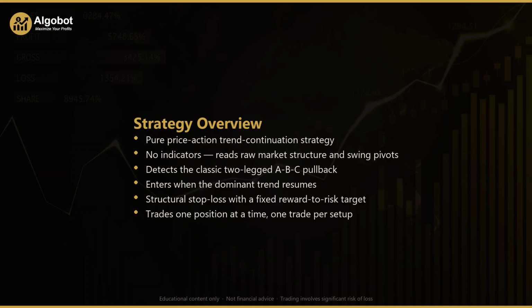Many traders enter on the very first pullback, but a single pullback often keeps going and turns into a full reversal. This strategy instead waits for a measured correction that unfolds in two distinct legs. In an uptrend, that looks like a move down, a small bounce up, and then a second move down to a higher low. That two-legged shape tends to exhaust the counter-trend pressure, so when the trend does resume, the move is statistically cleaner.